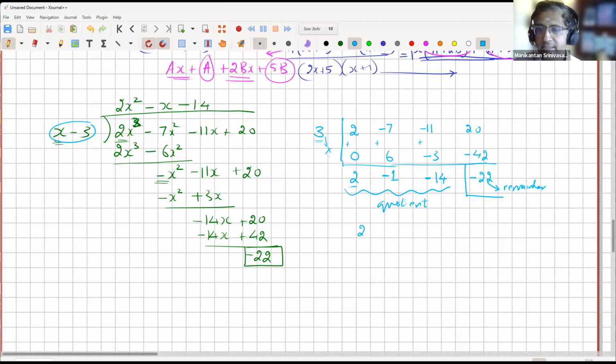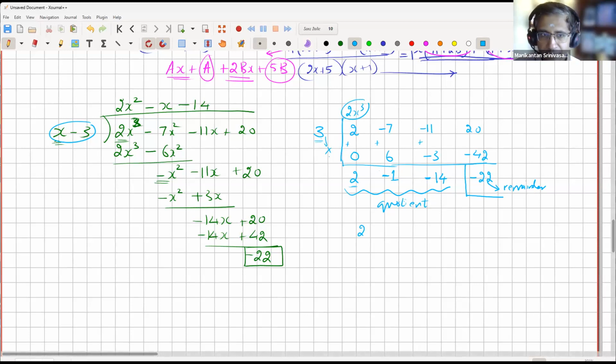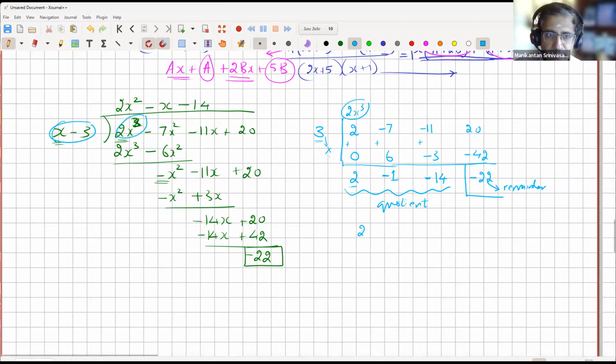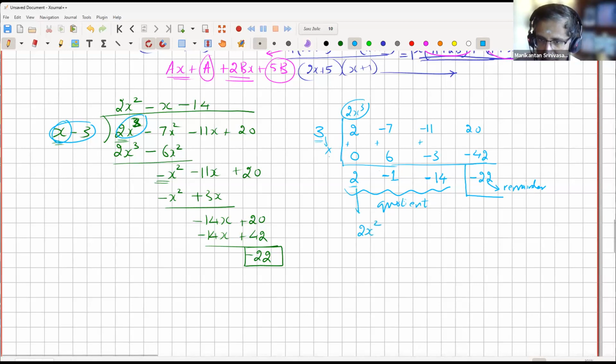How do we know it's x square, x and constant term? Because we started off with 2x cubed and then we divided by x minus 3. So it's a cubic divided by a linear. So it's a cubic divided by x power 1. So the quotient has to be a quadratic, right? A third power divided by a first power will give a second power, right? So we know it's 2x square, and then this gives you the coefficient, right? Minus 1x minus 14. So that's the quotient. And that's exactly the quotient that we got here also. 2x square minus x minus 14. And this is the exact remainder we got here, minus 22. We got the exact remainder here.